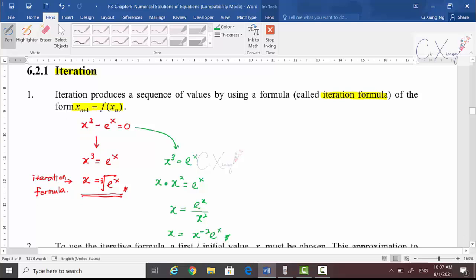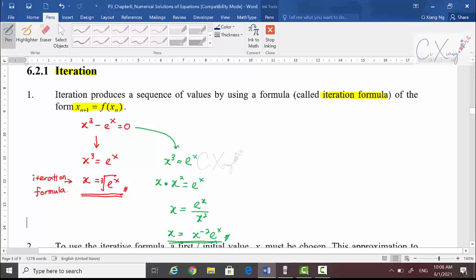If you look at the pattern again, you will see that from the original equation, they try to arrange the left hand side to become x only, and the right hand side is something else. So this is also another iteration formula. Generally, for an iteration formula, the meaning is you try to rearrange another formula from the original one, making sure the left hand side is x, and you move the other things to the right hand side. So that is an iteration formula.